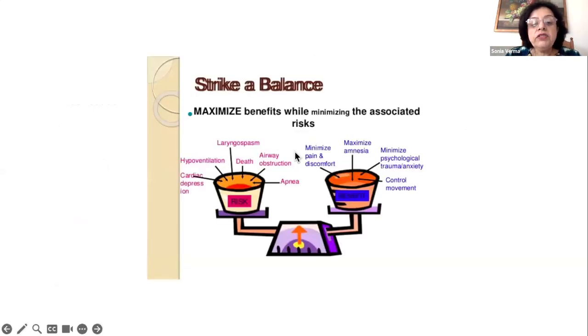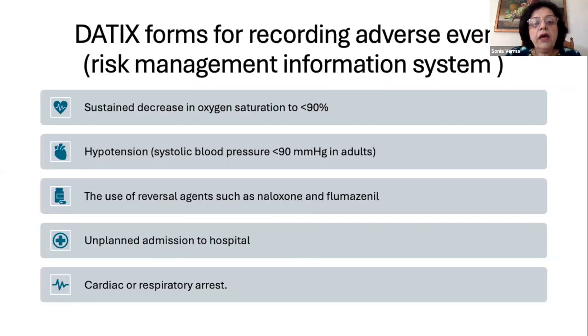So when we come to sedation, we are going to give it with the risk-benefit ratio taken into consideration. In the UK, there is a DATIX form that is filled in if there is any adverse event. It's a risk management information system.